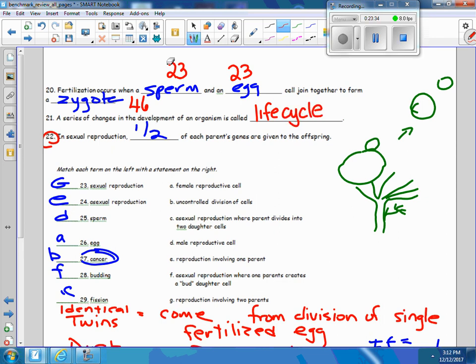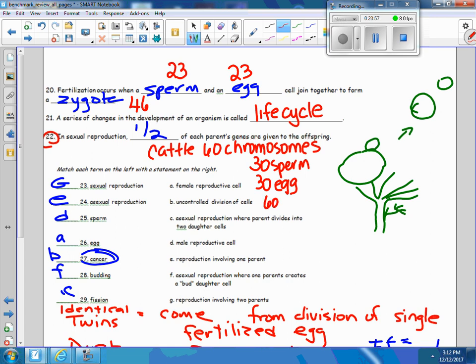Half of the genes are given to the offspring. So if cattle have 60 chromosomes, how many are in the cattle's sperm? 30 in the sperm, 30 in the egg cell. How many are in the cattle's body cell? In the cell of their liver? 60 is in the liver. Because the only thing that differs is the sex cells.